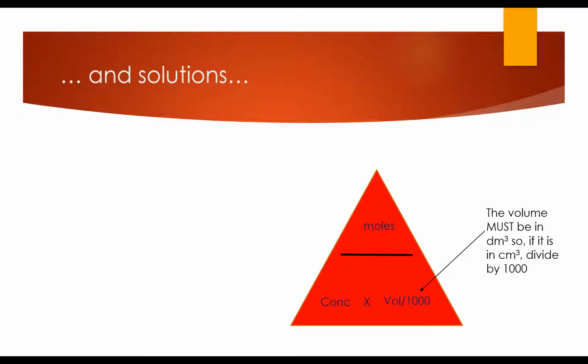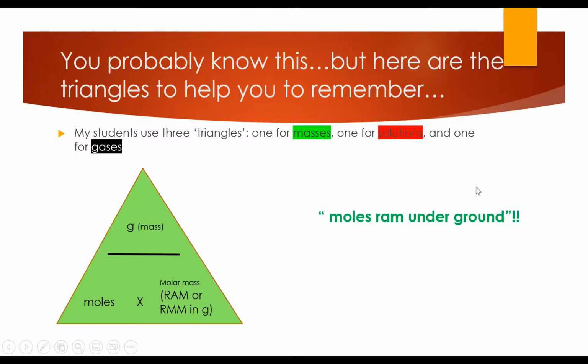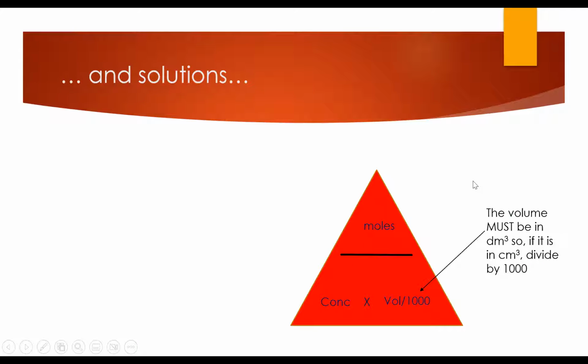Now, concentration is normally in moles per cubic decimeter or moles per liter. They are the same. 1 dm cubed is the same as 1 L, 1 liter. But the volume must be in cubic decimeters or liters. So if it is in cubic centimeters, you must divide it by 1,000. Okay, so first triangle, moles RAM underground. That's for any masses. Second one, the moles have to come up to the top because the solution would make them drown. Concentration, volume at the bottom.